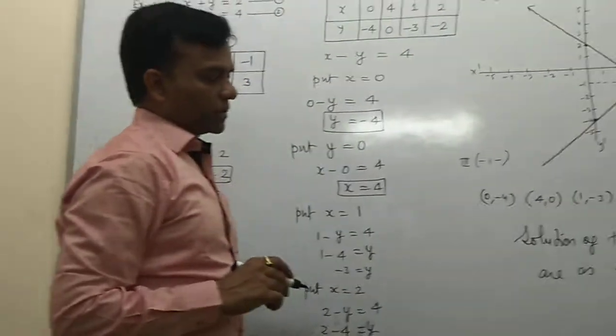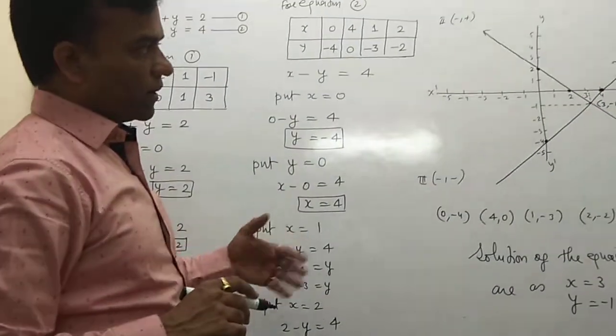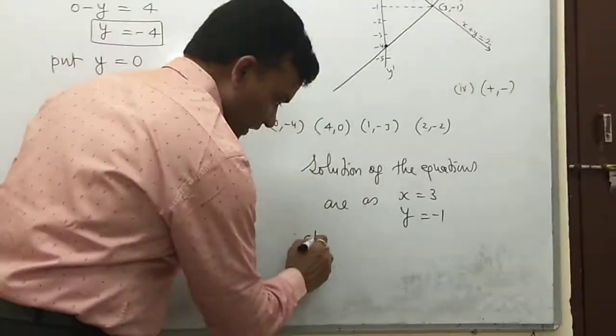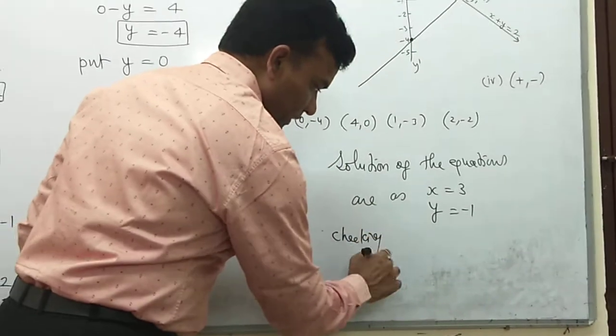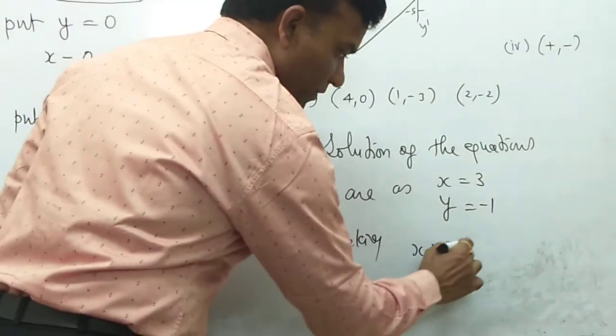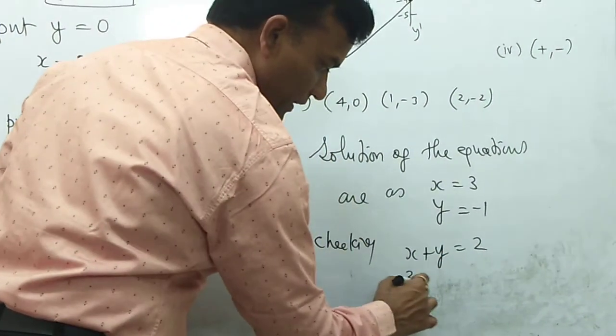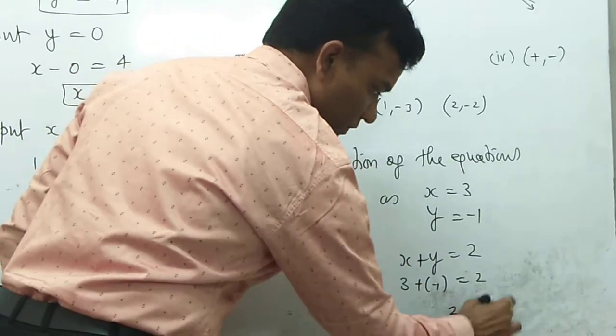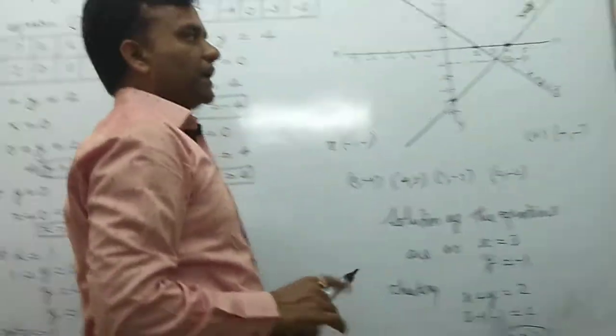Okay, then how do you know your answer is correct or wrong? You put these two values in equation 1 for checking your answer. x plus y equal to 2, then 3 plus minus 1 equal to 2, so 2 equal to 2. Okay, so verified. Our answer is verified.